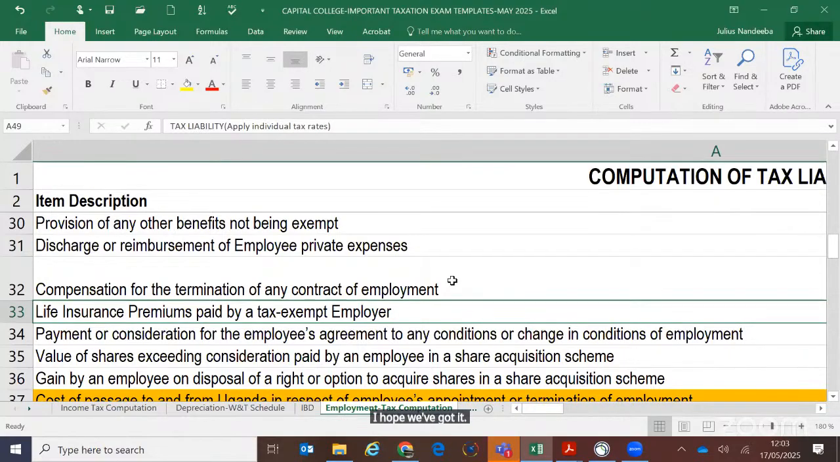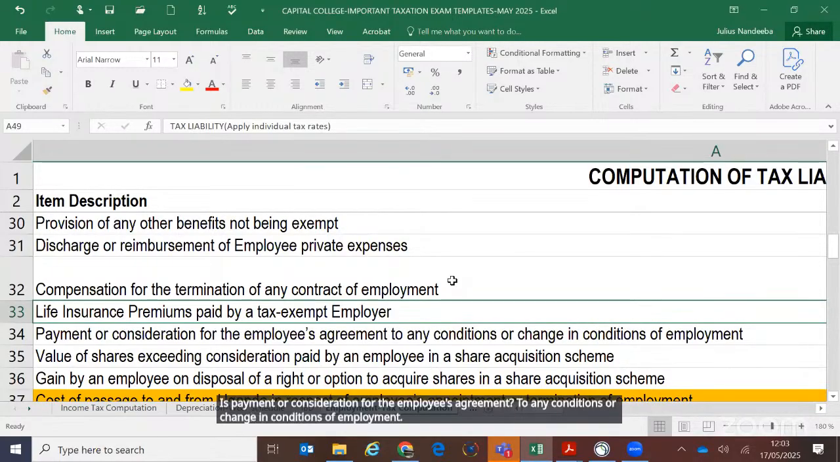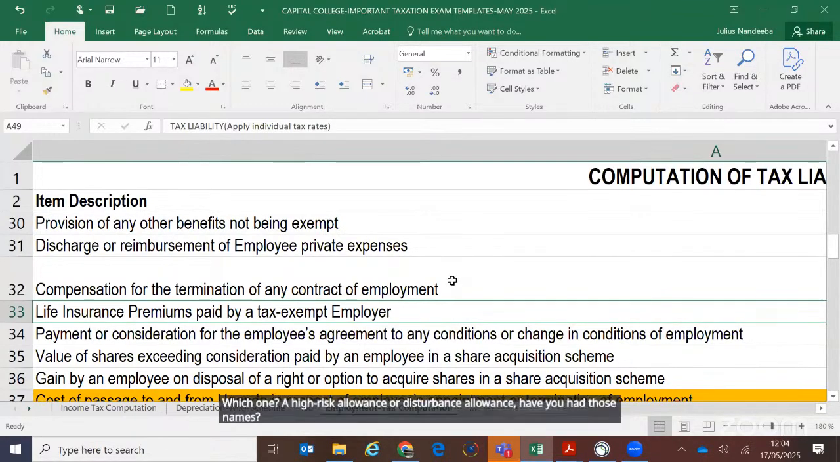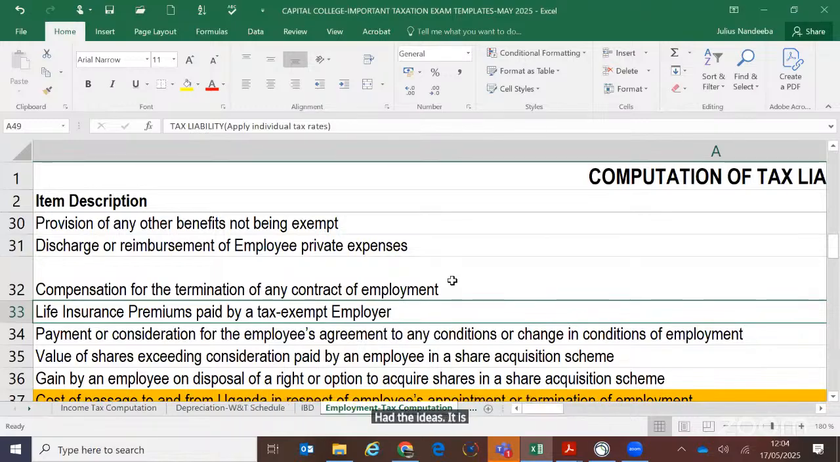Next, or third last, is payment or consideration for the employee's agreement to any conditions or change in conditions of employment. Now, most of the times we call this hardship allowance. What is the other name you call it? When they send you to hard-to-reach areas? Risk allowance or disturbance allowance. Have you heard those names? Risk allowance, disturbance allowance, hardship allowance. We still tax you even when you're going to the hardship place, hard areas. It is an allowance, it is an additional income, so it is taxable.